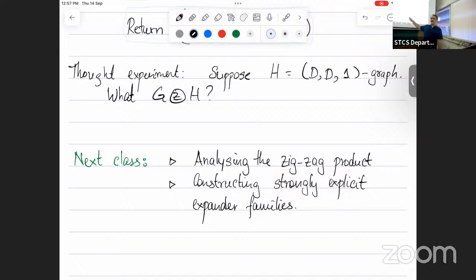After that, I just need to tell you that with these three pieces, you can put them together to build your expander families. Okay, and we will see that. So that is going to be the rough agenda for the next lecture. Okay, so we'll stop here.